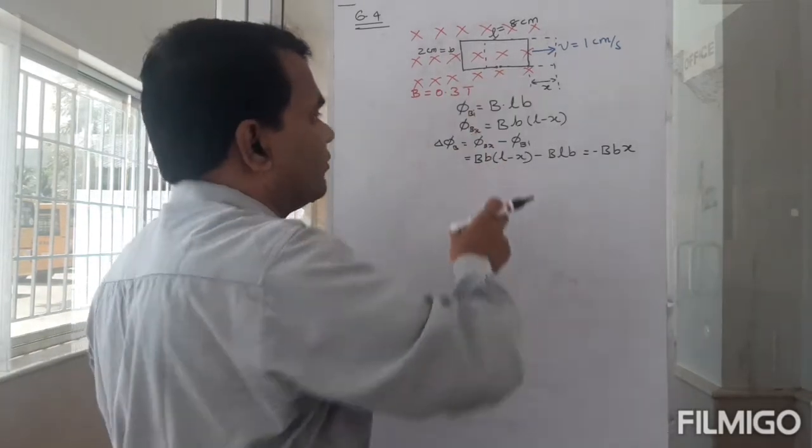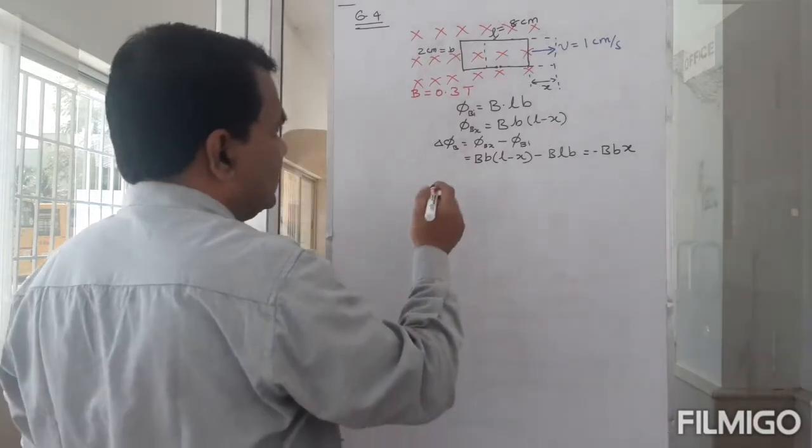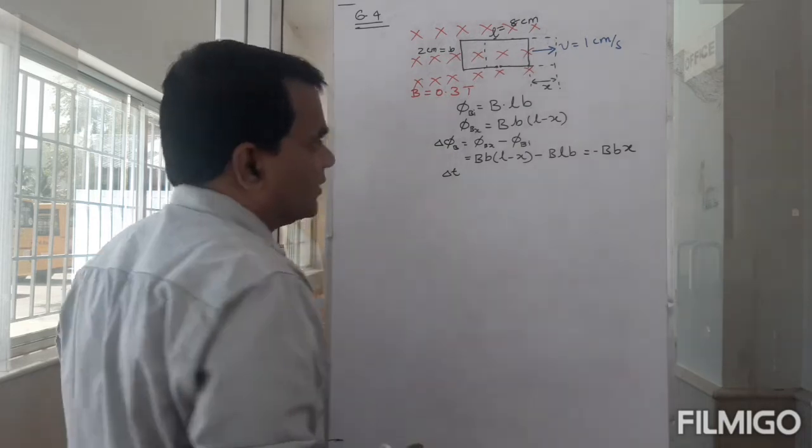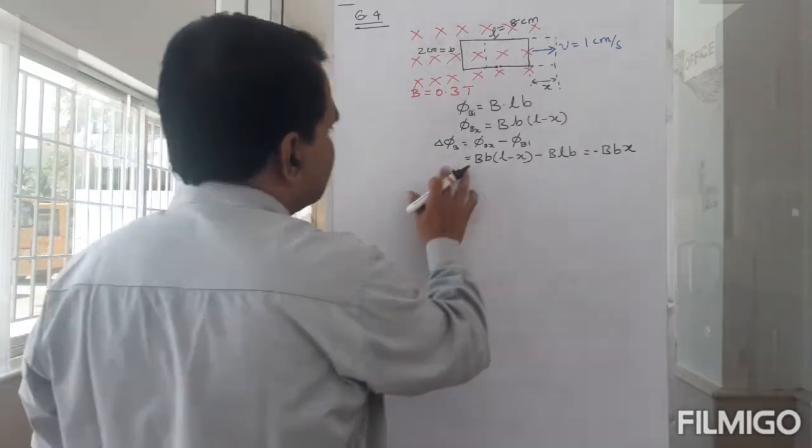And this change would have taken some time. There would be delta t for that. So what is the change in flux now?